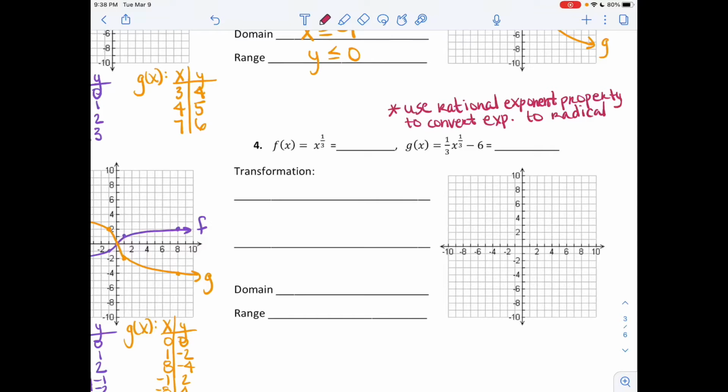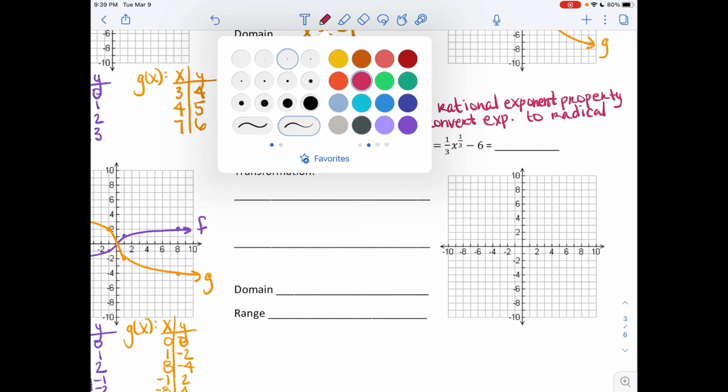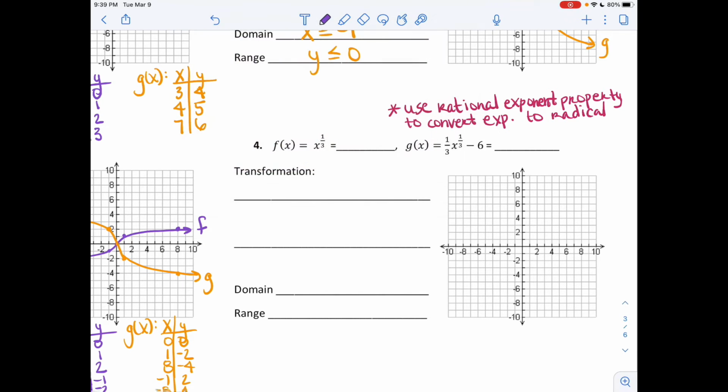For our last problem, I wanted to show you what you would do if we happen to be written in rational exponent form instead of radical form. It's much easier to deal with these when they're in radical form, so just use the rational exponent property to immediately convert everything to a radical. So remember that our exponent property says that the numerator is the power on x, the denominator is the root.